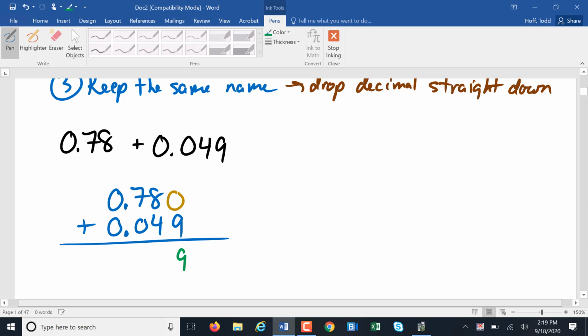0 and 9 is 9. 8 and 4 is 12, so it's 2 carry the 1. 1 and 7 is 8, and I'm at my decimal point. So I bring the decimal point down. There's nothing to the left, so that's it.